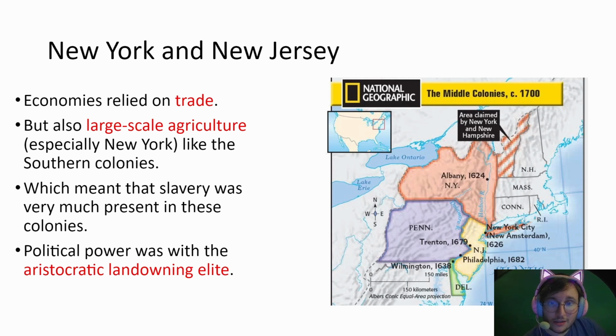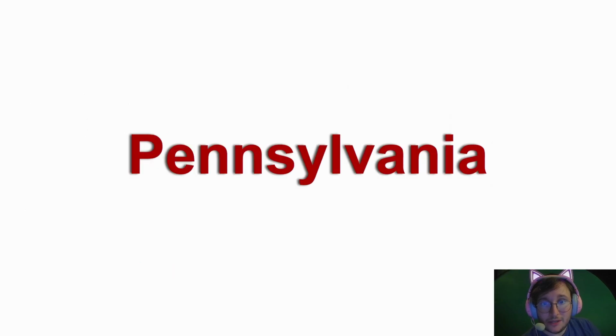Political power in these colonies concentrated in the hands of the aristocratic landowning elite who controlled both the economy and governance, reinforcing a social hierarchy that supported the institution of slavery and maintained power and control in the hands of these elite. Let's move on to Pennsylvania.